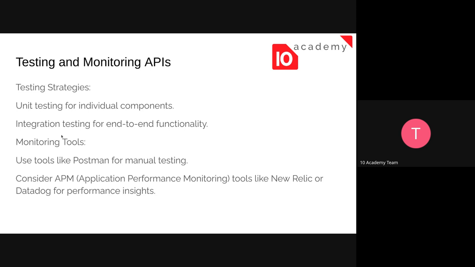Testing and monitoring: you should test your API before going to production. As always, you need testing for individual components, and integration testing for end-to-end functionality. Demo, using different monitoring tools like Postman, the one we're going to see, or FastAPI's built-in documentation. You can use any such tools to test the end-to-end functionality of your API.